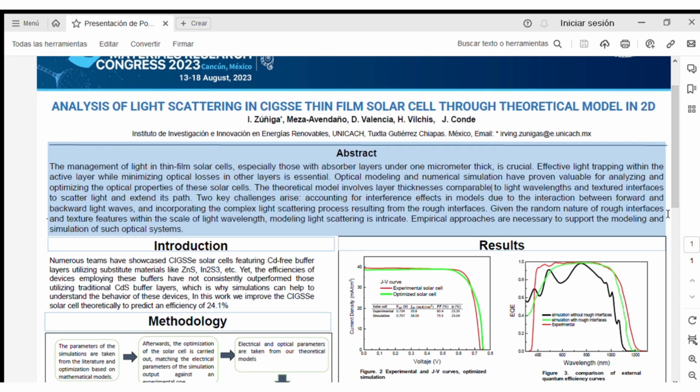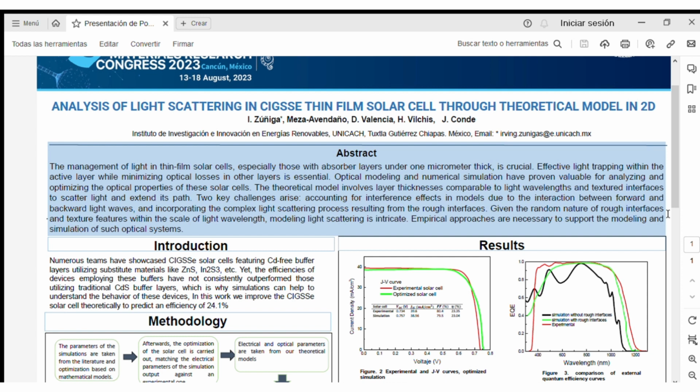The management of light in thin-film solar cells, especially those with absorber layers under 1 micrometer thick, is crucial. Effective light trapping within the active layer while minimizing optical losses in other layers is essential. Optical modeling and numerical simulation have proven valuable for analyzing and optimizing the optical properties of these solar cells.